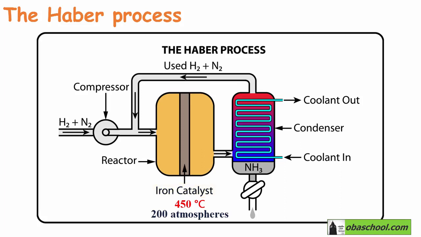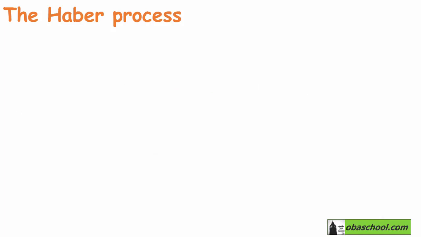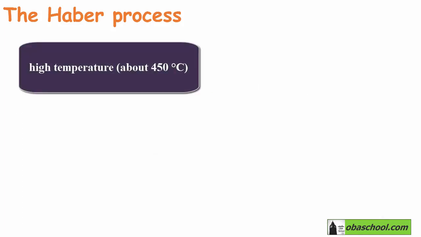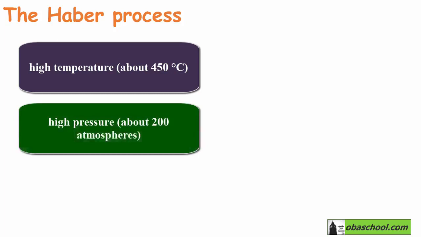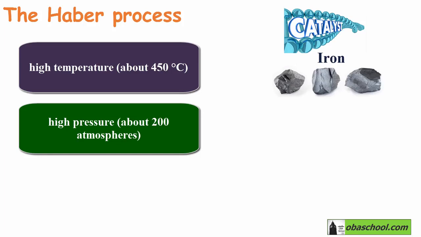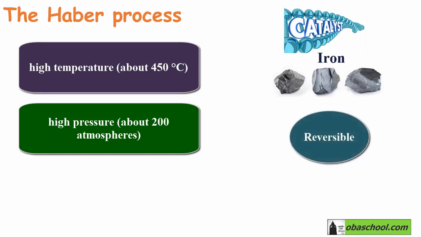So the reaction of producing ammonia is a reversible reaction. We will start with nitrogen gas N2 and hydrogen gas H2 to produce ammonia, NH3. The reaction conditions are a very high temperature, about 450 degrees Celsius, and a high pressure, which is about 200 atmospheres. And we must use a catalyst, which is in this case iron. Keep in mind that this reaction is reversible.